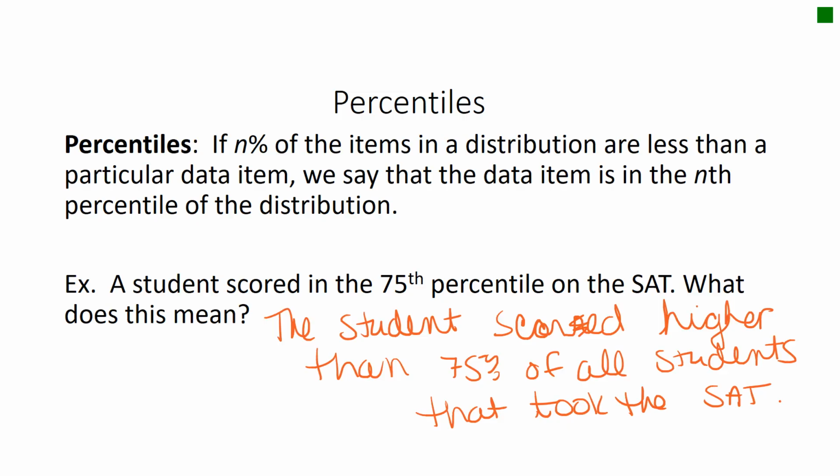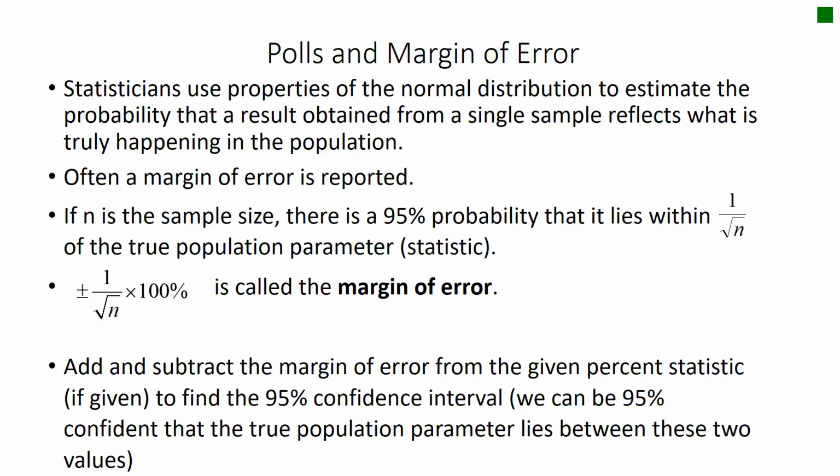And the last topic in this section has to do with the margin of error. So you might hear statistics, particularly in election polls, where it says at the bottom that the margin of error is 2% or something like that. When we report something, there is a margin of error, and it all depends on how large our sample was. So statisticians use properties of the normal distribution to estimate the probability that a result obtained from a single sample reflects what is truly happening in the population.